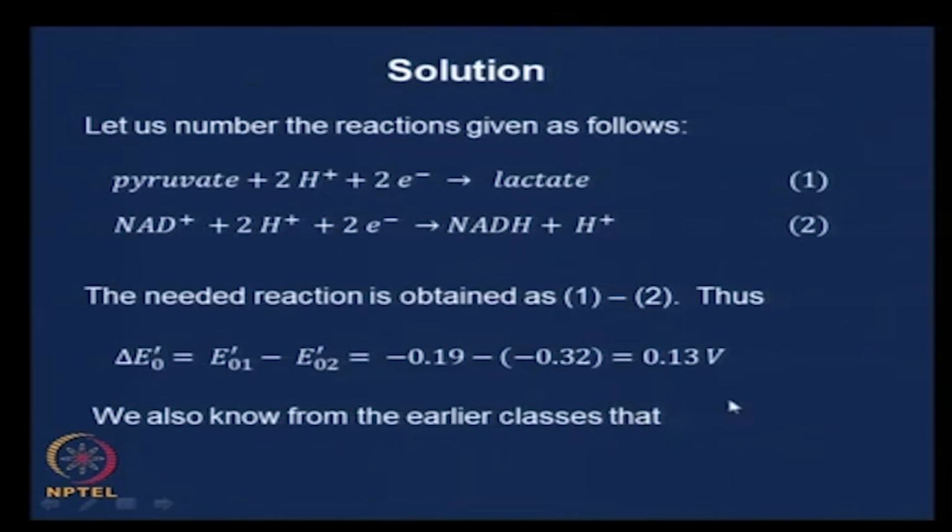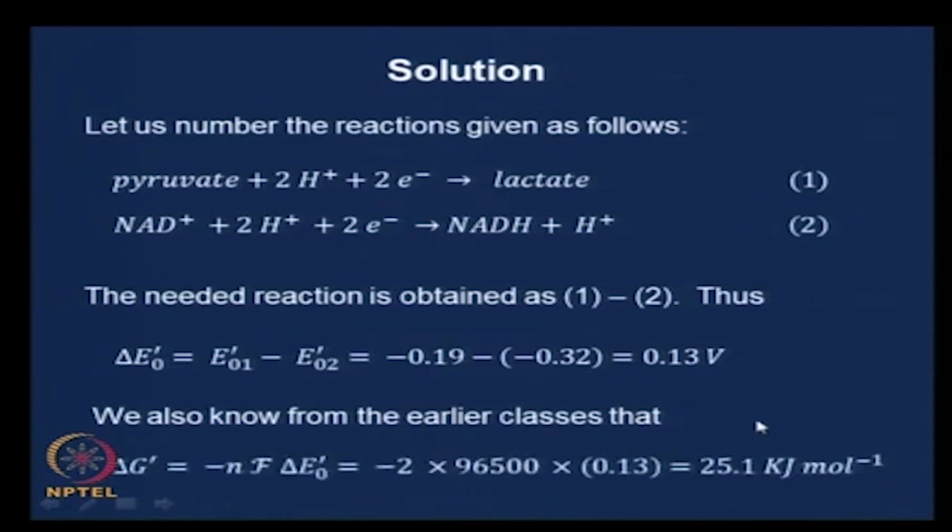And we know from earlier classes the relationship between delta G and the difference in the reduction potentials, that is delta G dash equals minus nF, the Faraday's constant, times delta E naught dash, and n in this case, the number of electrons transferred, happens to be 2. Therefore minus 2 into 96,500, the Faraday's constant in the required units, times 0.13 volts, we get 25.1 kilojoules per mole. Recall that Faraday's constant is essentially a conversion factor between energy in normal energy units, kilojoules, and electrical energy units.